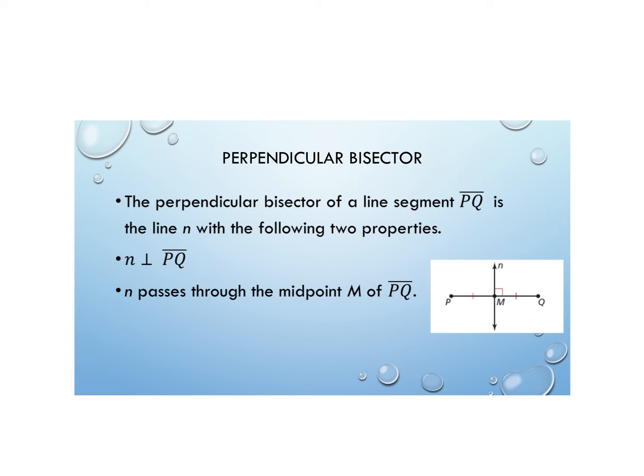Two requirements. Write it down now, okay? The perpendicular bisector of a line segment, PQ, is the line N with the following two properties. It must intersect at a 90 degree angle. In other words, it must create a right angle. And it must pass through the midpoint. It must split that line segment into two equal parts.